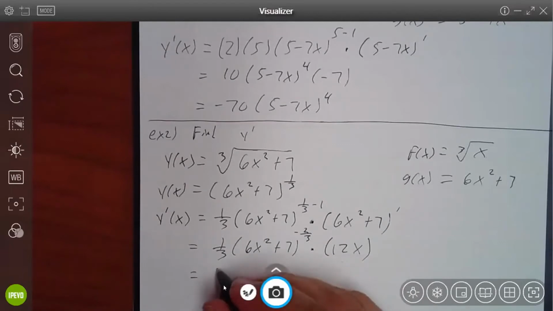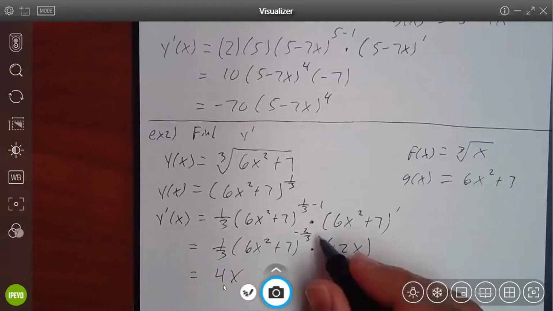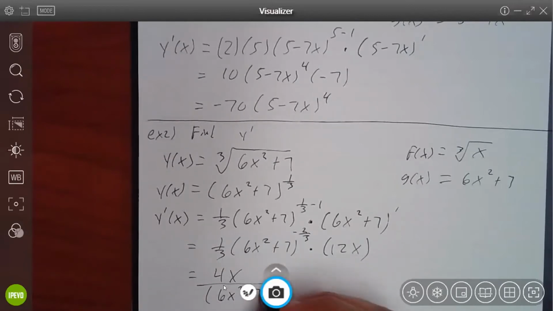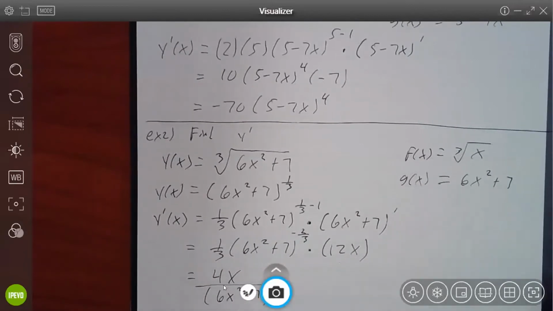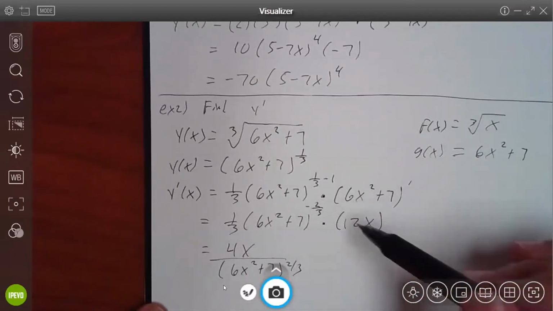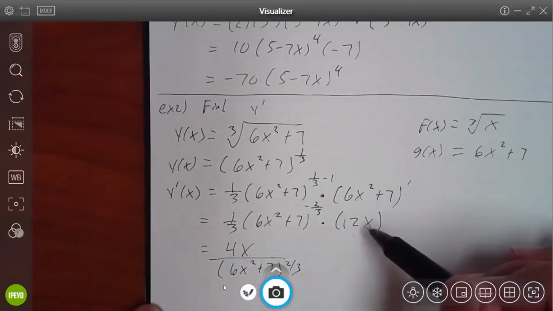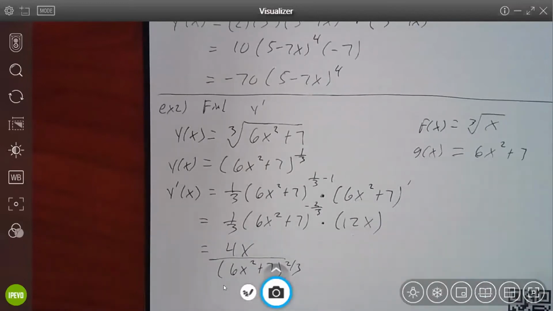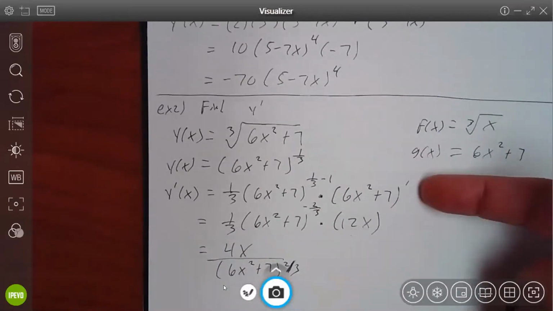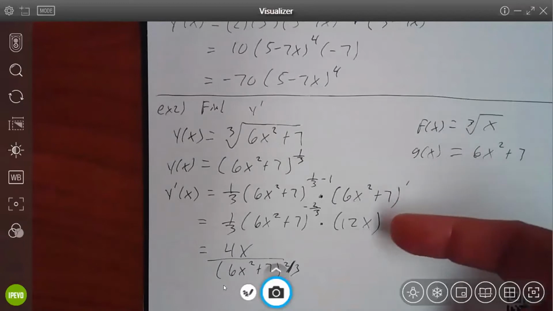1/3 times 12, that's a 4. Bring that to the bottom, that's (6x squared plus 7) to the 2/3. The negative power brought it to the bottom. 1/3 times 12 is 4, and the x is right there. Any questions on this example? Is the calculus step clear here? Is the algebra clear?